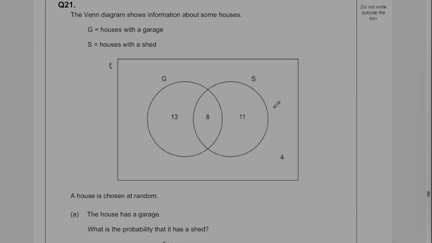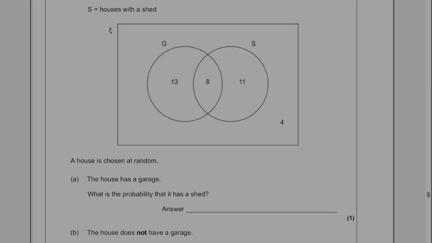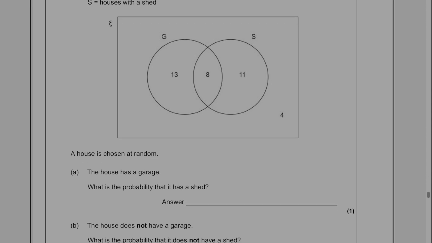Right, question 21. This Venn diagram shows information about houses. G is houses with garages, and S is houses with sheds. A house is chosen at random. The house has a garage. What is the probability that it has a shed?